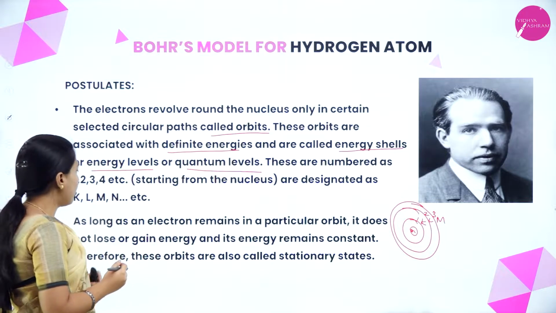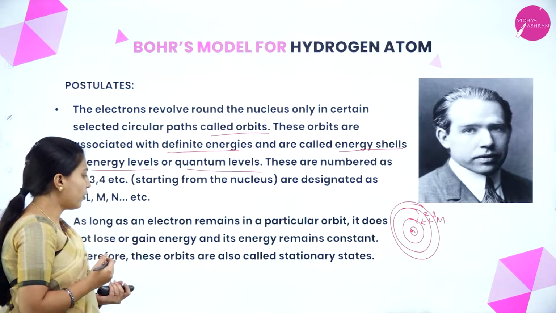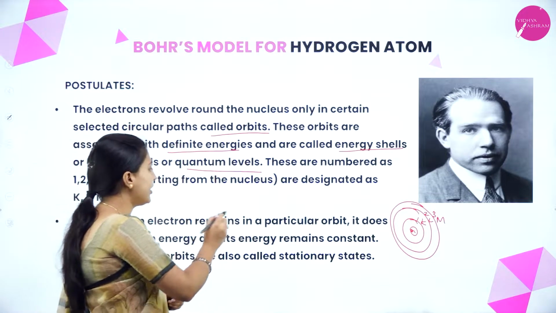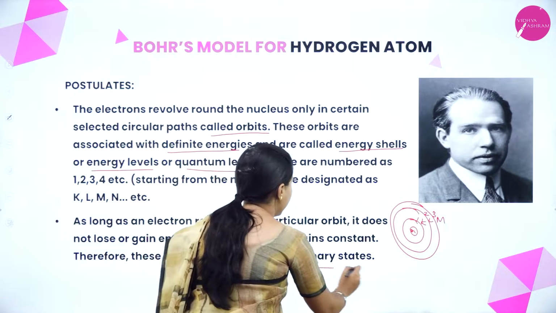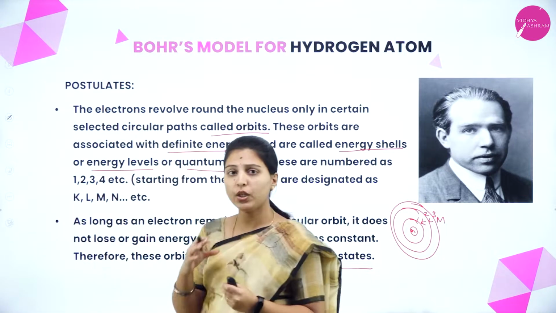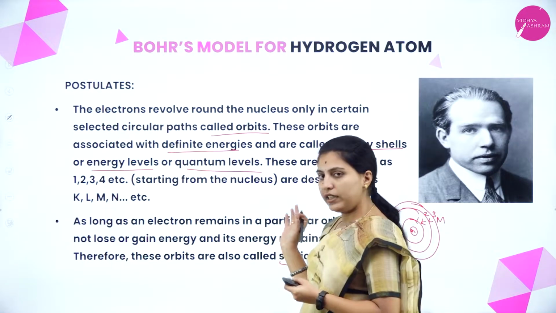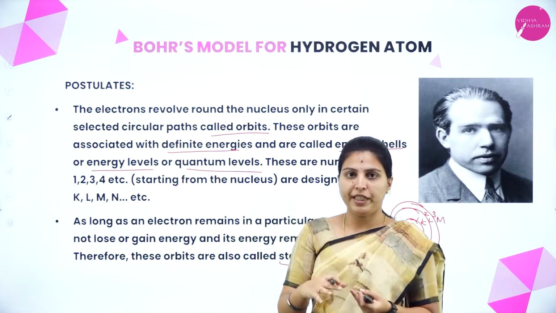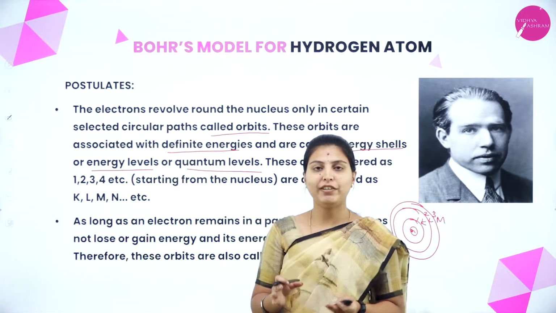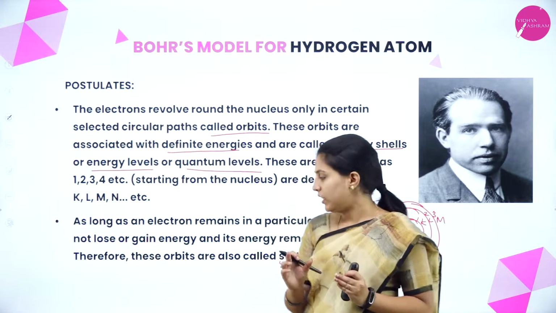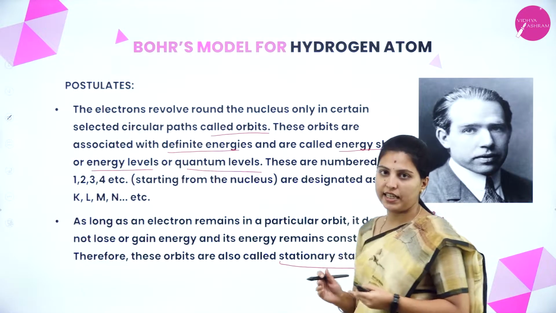As long as an electron remains in a particular orbit, it does not lose or gain energy, and its energy remains constant. Therefore, these orbits are called stationary states. What he is telling is, whenever the electron remains in a particular orbit, it cannot lose or gain energy. It will be in a stationary phase. That's why that level or orbit is called a stationary state.